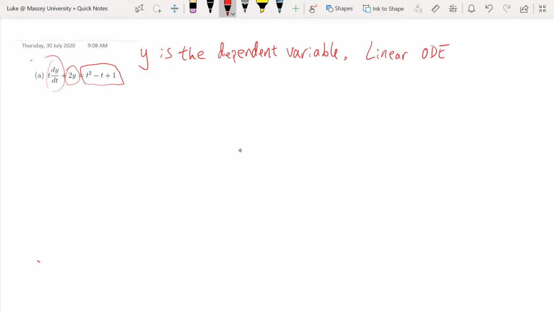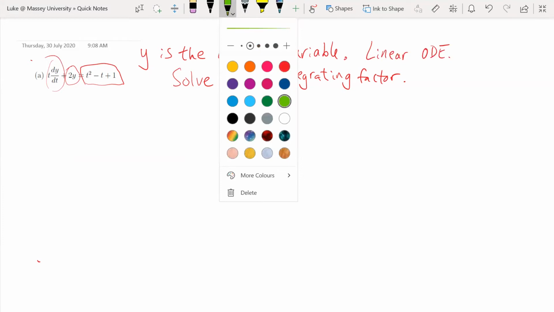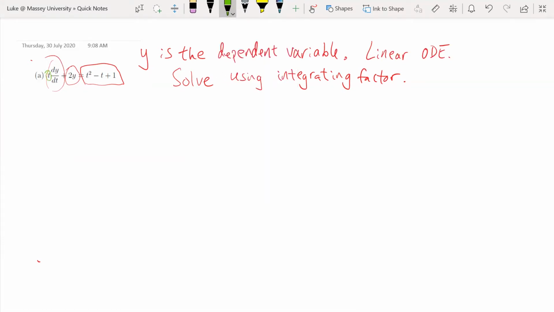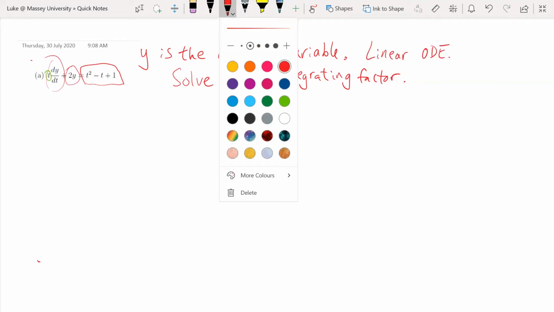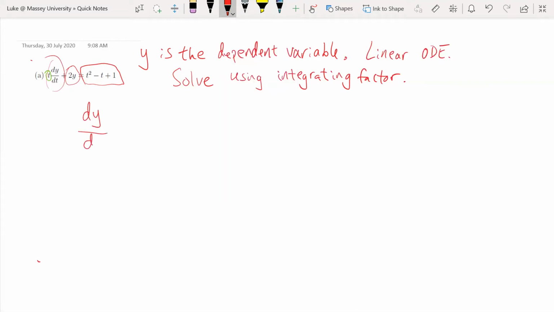Okay, and we can solve this using an integrating factor. We solve linear ODEs using integrating factors. Okay, so before we can do that, we need to rewrite this ODE in the standard form, in the normal form. So the only problem we have here is with this term t here. So let's divide through everything by t. Okay, let's go. Well, if I divide everything through by t, I get this equation here.